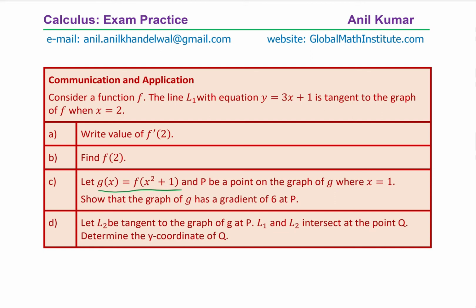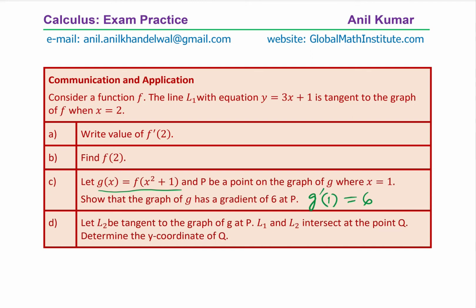So we have to find g prime. We have to show g prime is 6 at P, and at P the value of x is 1. So that should be equal to 6. This is what we need to show, correct? So that is basically the function.